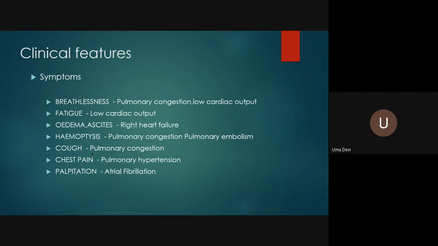That is because of pulmonary congestion. Now they always complain of some vague chest pain. It will not be like anginal chest pain, nor like pericardial pain. This will be some vague chest pain, and what they explain is that it is due to the pulmonary hypertension.